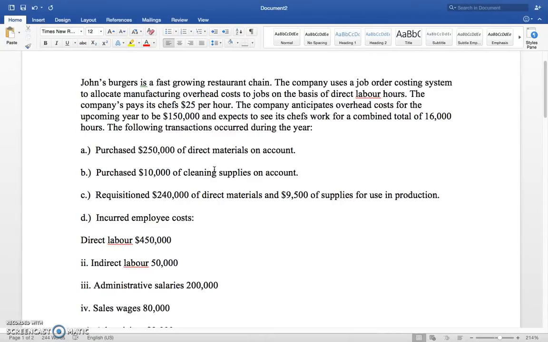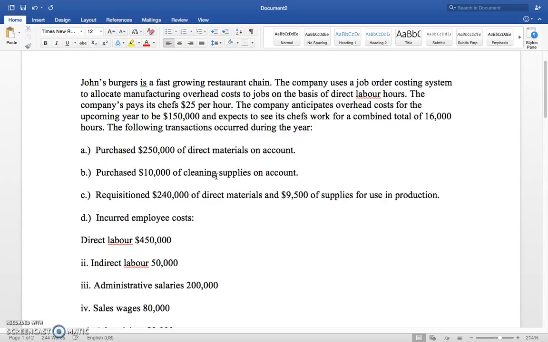Easy still. The third entry is a bit tough. Requisitioned 240,000 of direct materials and 9,500 of supplies for use in production. Now, in this entry, there's some stuff going on that may be new to you, so let me explain. Direct material is directly related to the product. It can be traced back to each product. For example, if John is making burgers, he can see how much meat he puts into each burger. He can see how many buns go into each burger. So that aspect of the product goes directly into your work in process account.